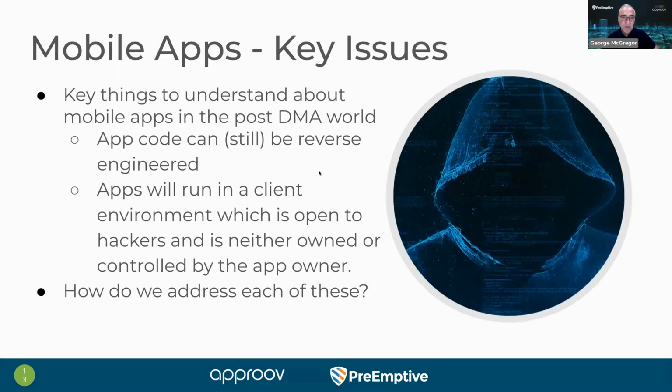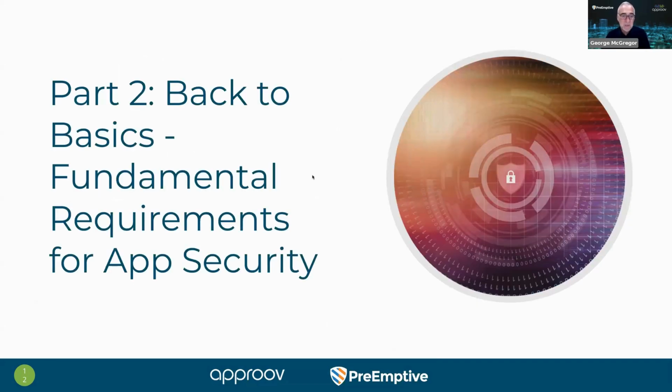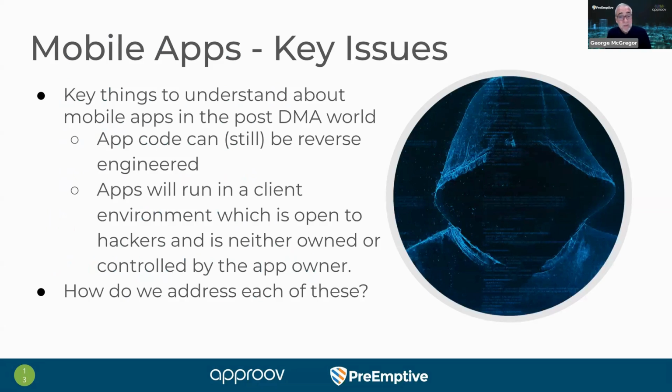So let's move on and really talk a little bit about the fundamental requirements for application security. So a key thing to understand about this new world is that app code can still be reverse engineered, and that's just a fundamental basic fact of mobile apps and the way they are developed and built. And also those apps will run in a client environment which is open to hackers and is not owned by you or by the App Store owner or by anyone else. It's really open for anyone to get access to.